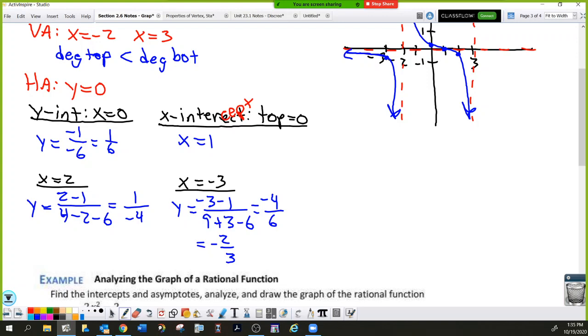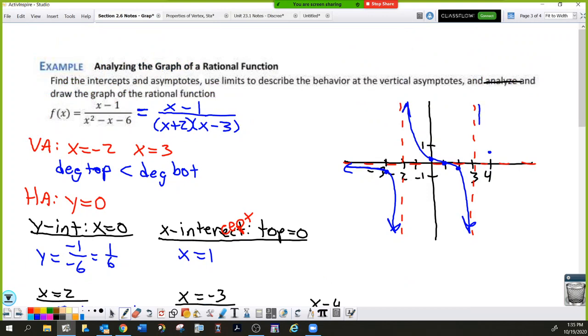And let's plug in 4. See what's going on over there at x equals 4. So top's going to be 4 minus 1. Bottom will be 16 minus 4 minus 6, or 3 over 6? +1/2? That was quick maths, but did I do it right? Okay, cool. Up there, giving me this shape. Ta-da! Isn't that fun?